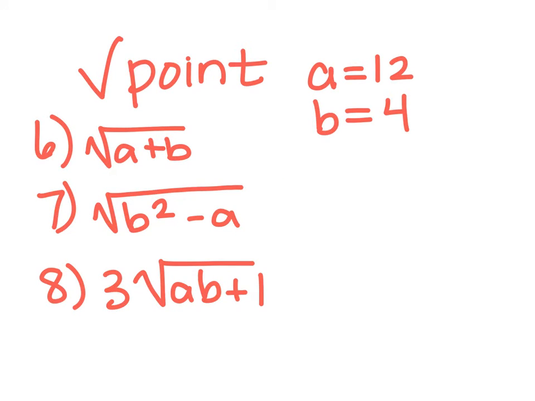And here's your checkpoint. For problems 6, 7, and 8, when a equals 12 and b equals 4, evaluate these radical expressions. Press pause while you work. There is one last idea in this chapter to return to when you are done with these checkpoint problems.